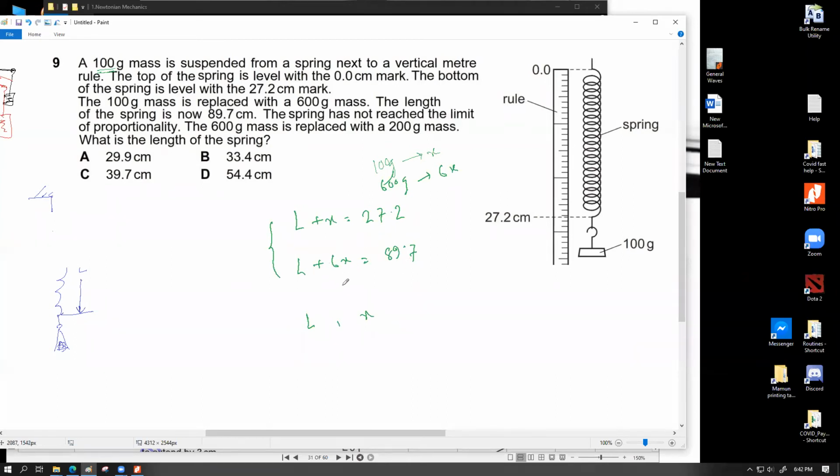এই দুটো একটু সলভ করো। সলভ করে দেখো কত কত আছে। সাইমালটেনিয়াস। Yeah, you can just subtract to get the value of X and then you solve this to find out the value of L and X.